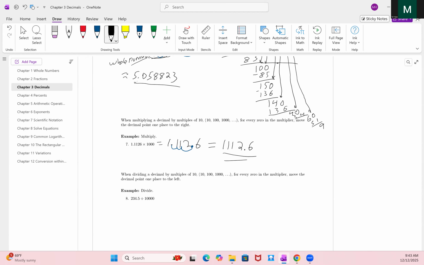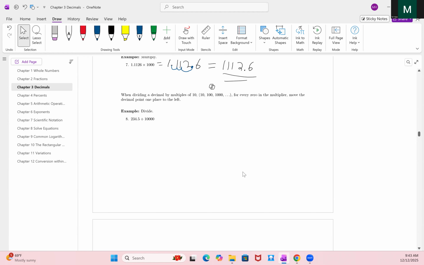When dividing a decimal by multiples of 10, for every 0 in the divisor, move the decimal point one place to the left. So in this case, we have 234.5 divided by 10,000. We have 4 zeros, so we move the decimal to the left 4 places. 1, 2, 3. We add a terminal 0 and then 4. So the decimal is over there. This here is equal to 0.02345.